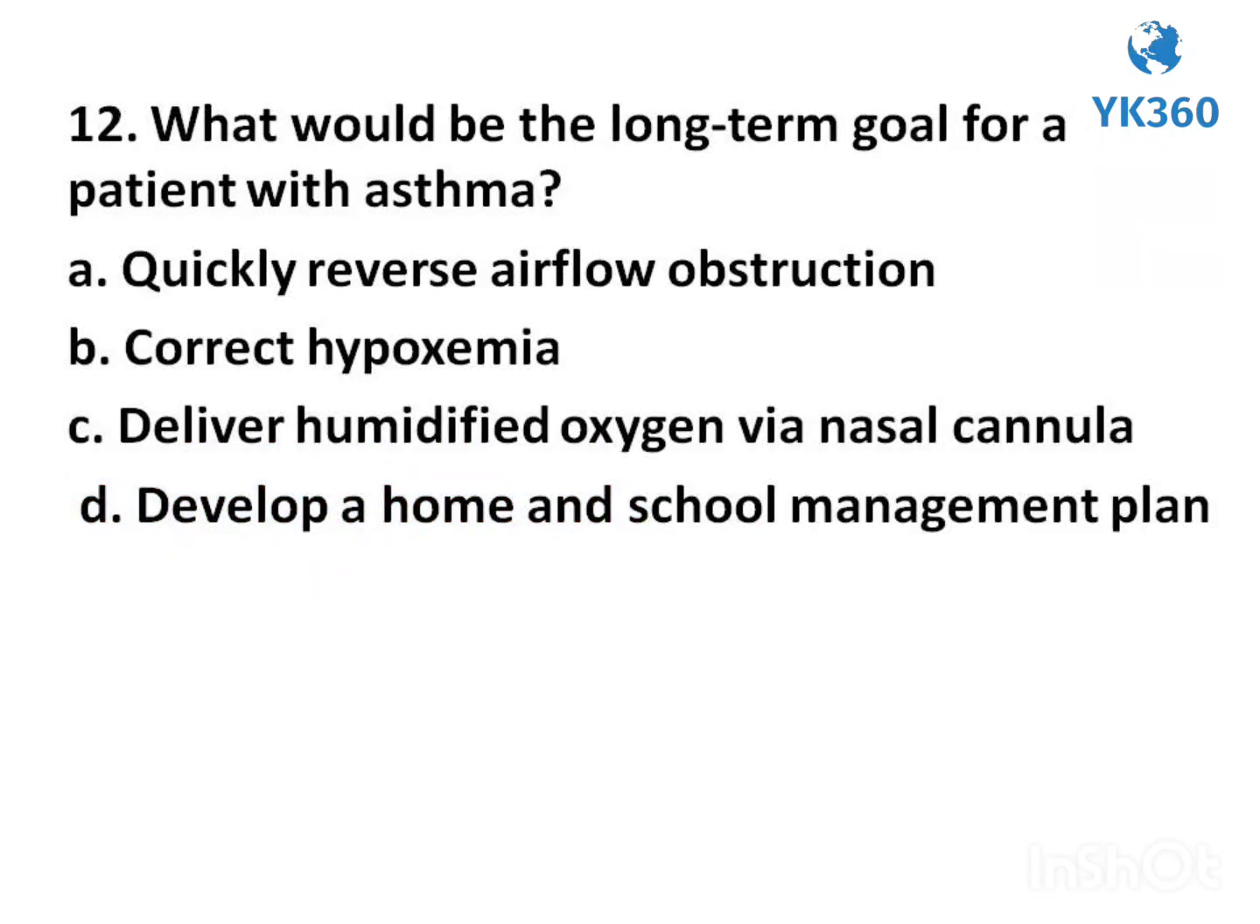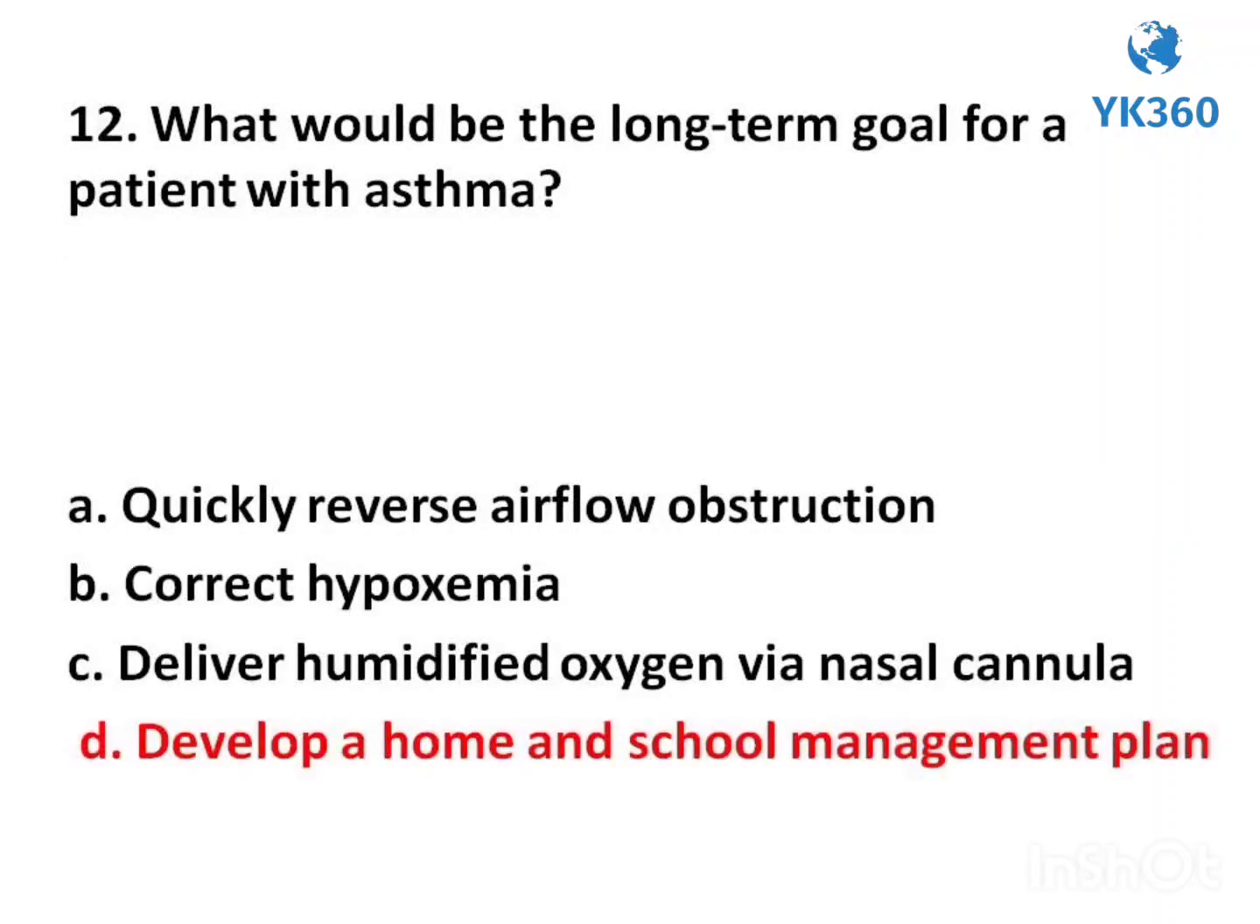Question number 12. What would be the long-term goal for a patient with asthma? The options are A. Quickly reverse airflow obstruction, B. Correct hypoxemia, C. Deliver humidified oxygen via nasal cannula, D. Develop a home and school management plan. Answer is option D. Develop a home and school management plan.